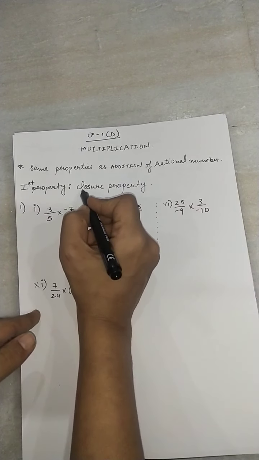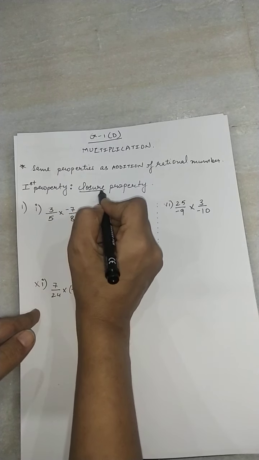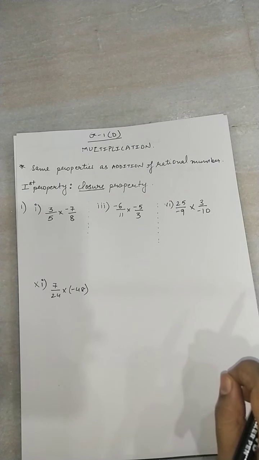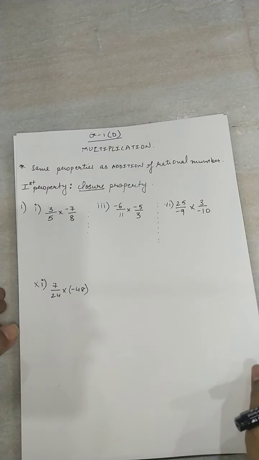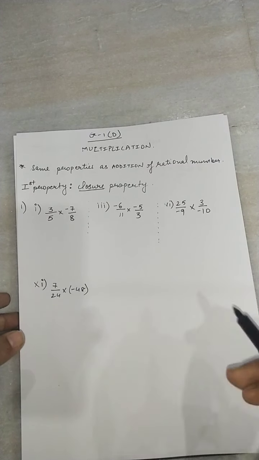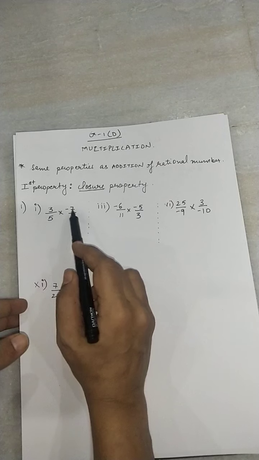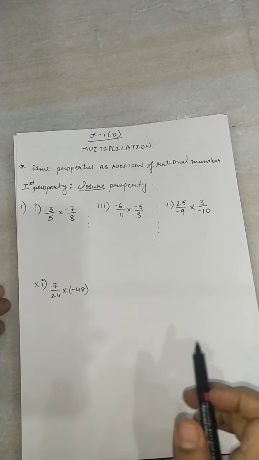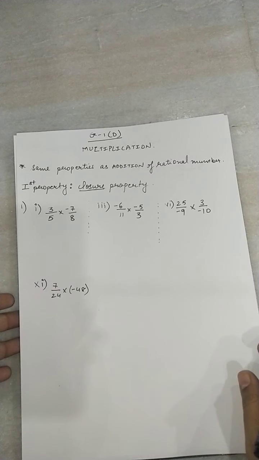If you remember the word closure property, in addition also we have heard it. For multiplication it says the product of any two rational numbers will be a rational number itself. If you revise for addition, when we add two rational numbers, the answer will be a rational number. That is what the closure property is.